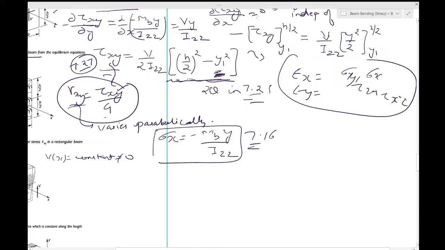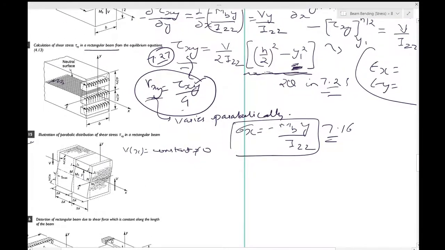Okay, so from this we would suppose that the presence of a constant shear force would have little effect on the bending stress distribution 7.16. How do you conclude from this that the constant shear force will have little effect on the bending stress distribution? Why do we say that?